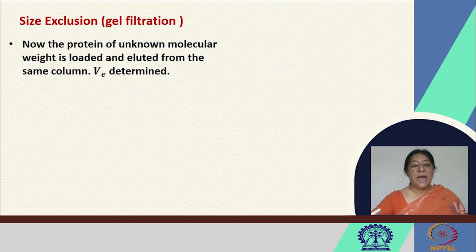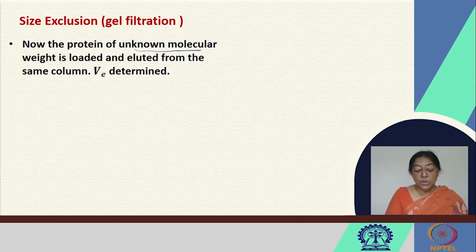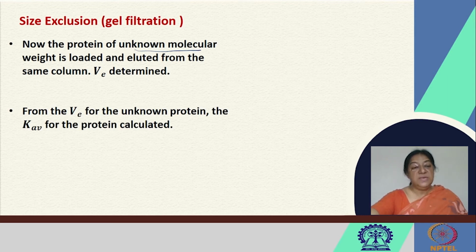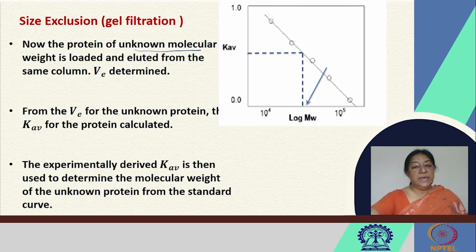Then the protein of unknown molecular weight is loaded and eluted from the same column under the same conditions of flow rate. From the Ve, we can calculate the KAV given the formula in the previous slide. So if this corresponds to the KAV of the unknown protein, we can, from our calibration curve, determine the log molecular weight of the protein, and from that we can find out the molecular weight of our unknown protein.